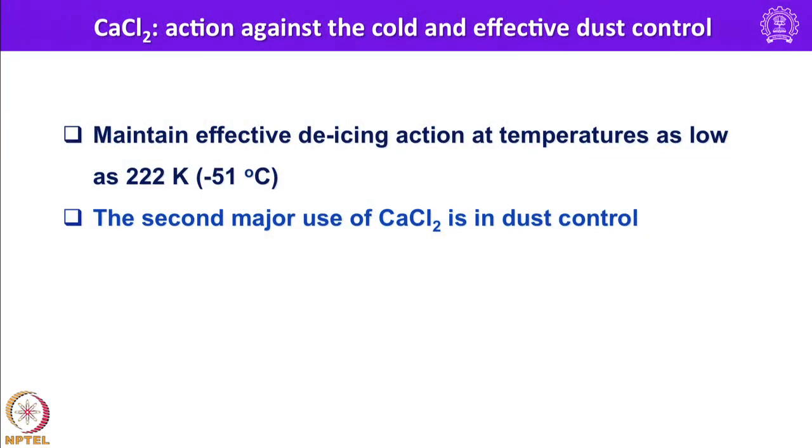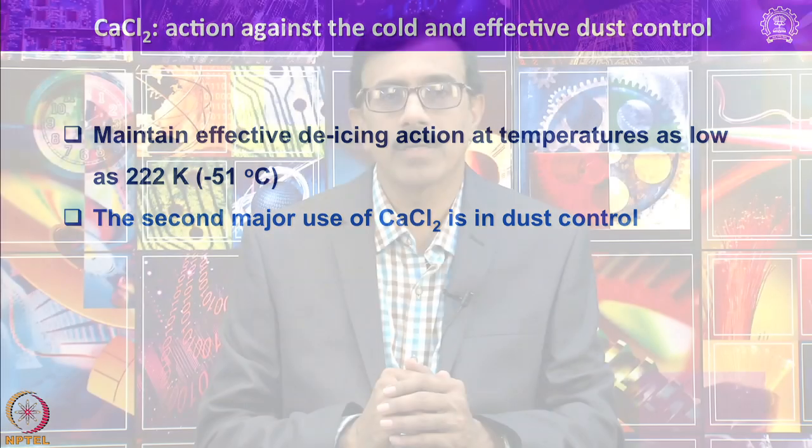To maintain very effective de-icing at temperatures as low as 222 Kelvin or minus 51 degree centigrade, one can conveniently use calcium chloride. The other important use of calcium chloride is in dust control. In cold countries, especially in the United States of America and Canada, approximately 30% of the calcium chloride manufactured is used for de-icing of roads and public walkways, and sometimes it is also mixed with a small quantity of sodium chloride. Anhydrous calcium chloride takes up water in an exothermic manner.